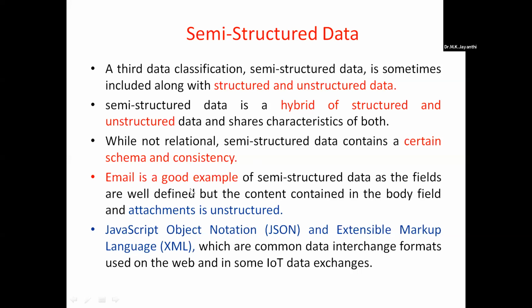Say, for example, email is a good example of semi-structured data, as fields are well defined, but the content contained in the body field and attachments is unstructured. So the email will come under a hybrid model like semi-structured. The attachments may be unstructured and the body of the email text and subject will be structured. Other examples of semi-structured data are JSON, JavaScript Object Notation, and XML scripts like Extensible Markup Language, XML, HTML.